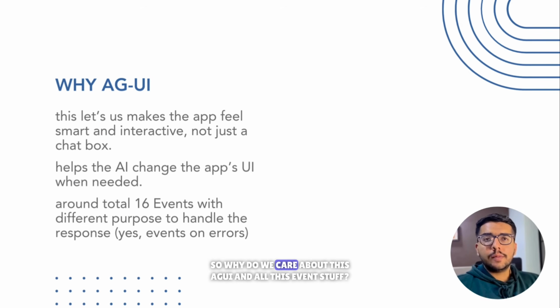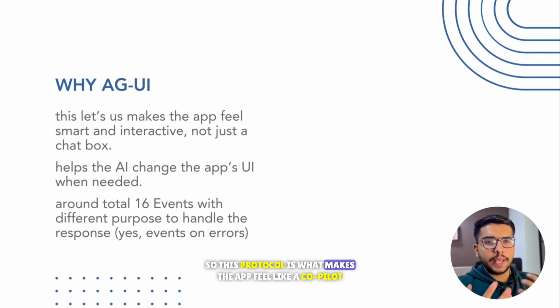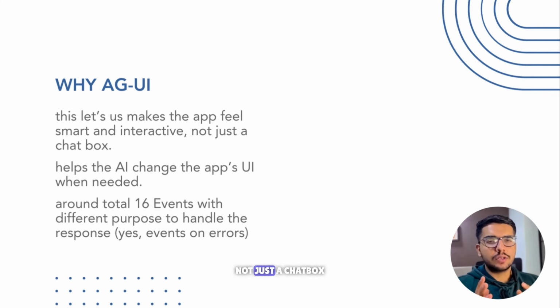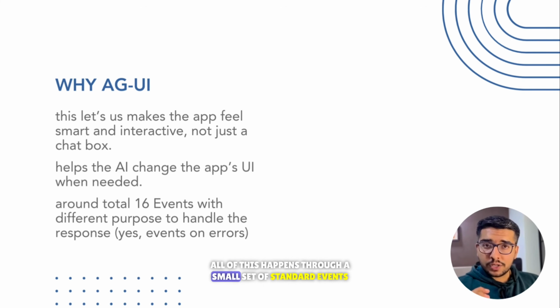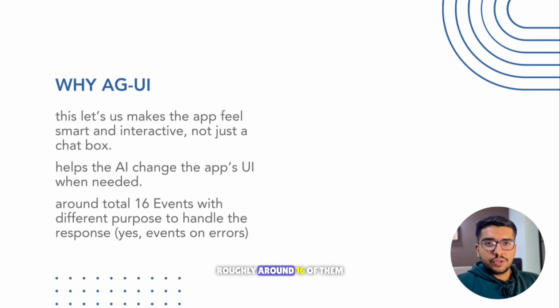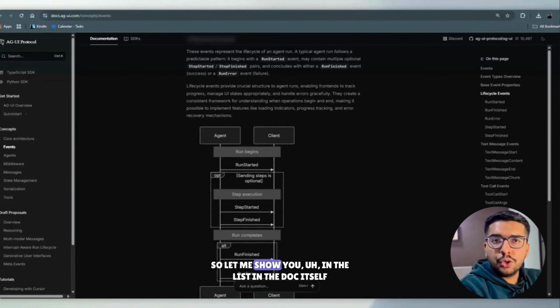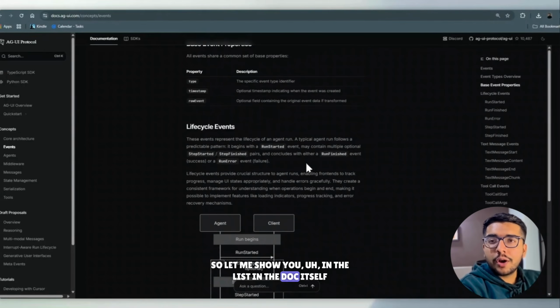So why do we care about this AGUI and all this event stuff? This protocol is what makes the app feel like a copilot, not just a text box. Instead of the user asking and the model replying, the agent can update the screen, call a tool, and keep track of what is going on in the background. All of this happens through a small set of standard events, roughly around 16 of them, and they cover most things a real app needs. So let me show you the list in the doc itself.